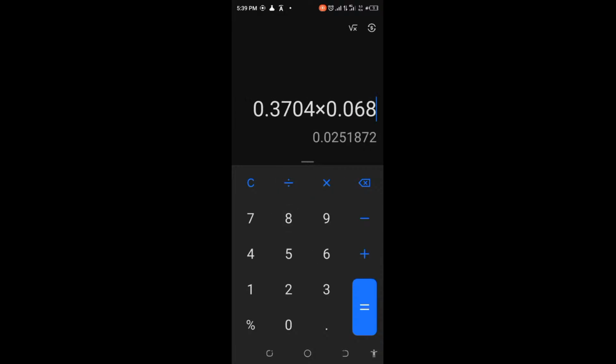Let's just make it 0.069. No, that's not right. 0.069. Okay, so that's for us to get an idea. You can see it's actually like 2 cents, like 0.025 cents.